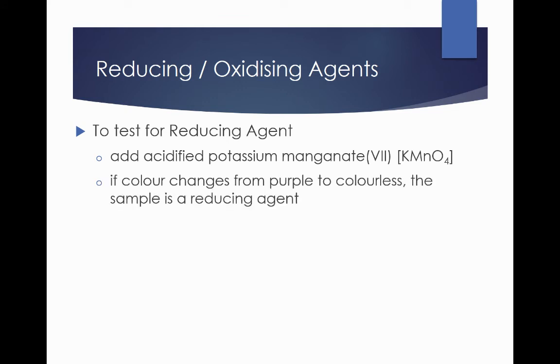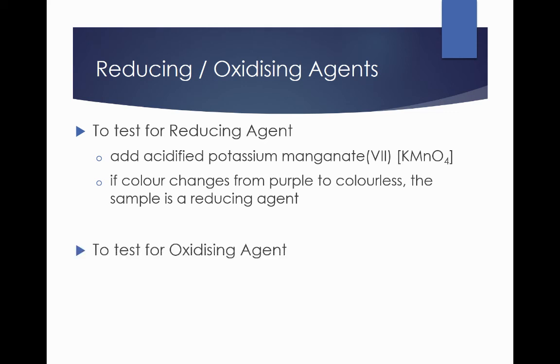And when we can see the color change from purple to a colorless solution, it means that the sample is a reducing agent. Now, if you think back to sulfur dioxide just now, which does exactly this, it changes the purple color of potassium manganate(VII) from purple to colorless. It means that sulfur dioxide is indeed a reducing agent.